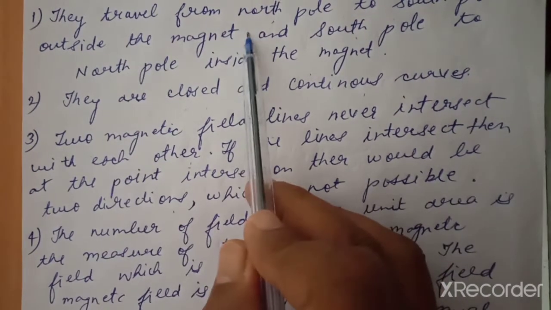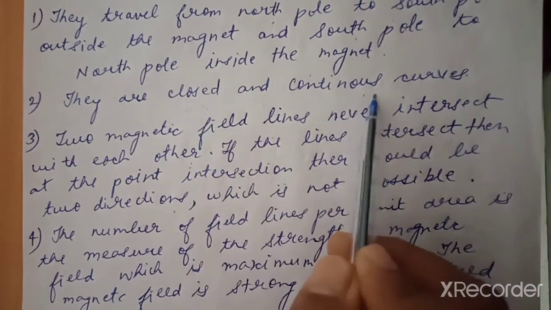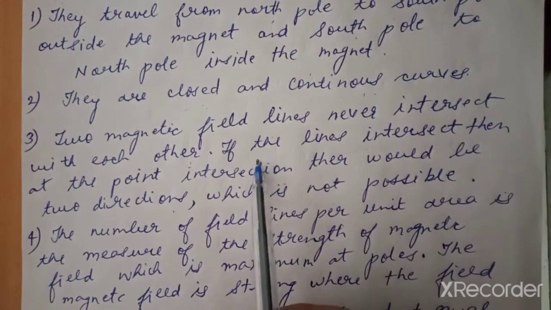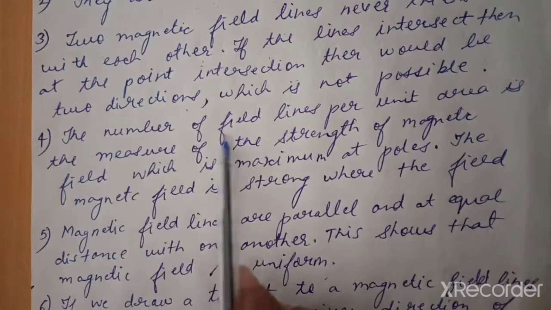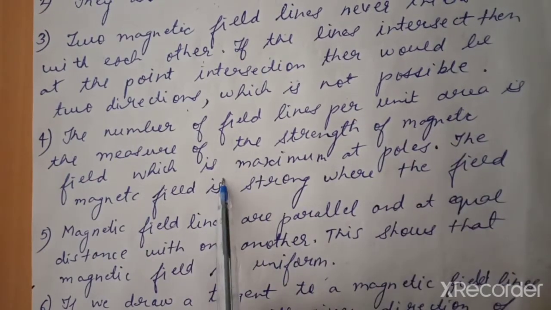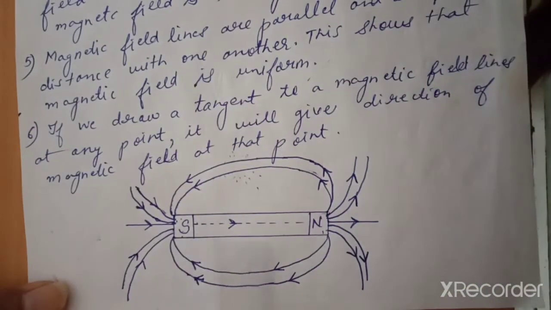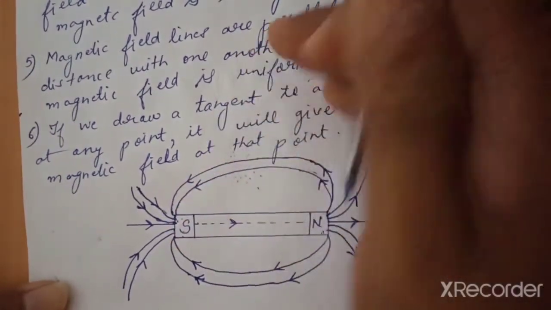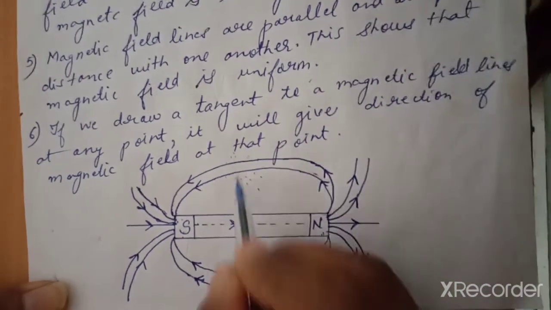So the first point is the direction of the magnetic field. Second is the shape, they are closed and continuous curves. Third, no magnetic field line will intersect with another. Next, the number of field lines per unit area is the measure of the strength of the magnetic field, which is maximum at the poles. The magnetic field is stronger at the poles, but as we go away from the pole, the magnetic field goes on decreasing. So it varies with the distance from the magnet.